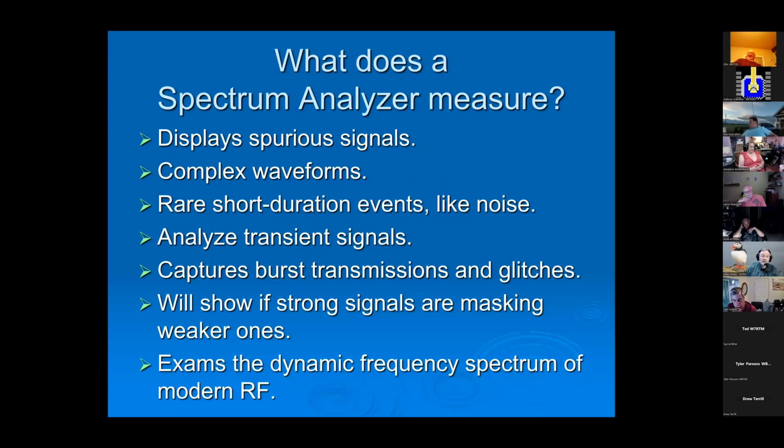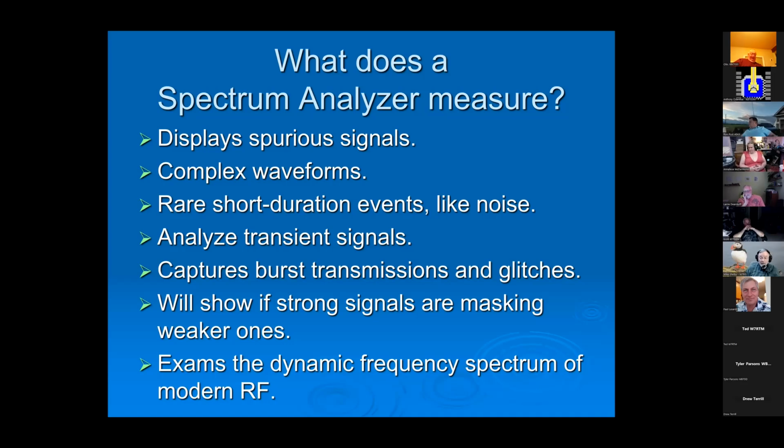So what does a spectrum analyzer measure? It'll display spurious signals. If something's not supposed to be there, it'll display it whether you want it or not. Complex waveforms: we have a lot of digital stuff that we do these days, and there may be other waveforms where we're mixing things, and it'll display that. Rare, short-duration events, like a little spike or a little noise. Same thing with a transient signal. It'll capture that kind of stuff.